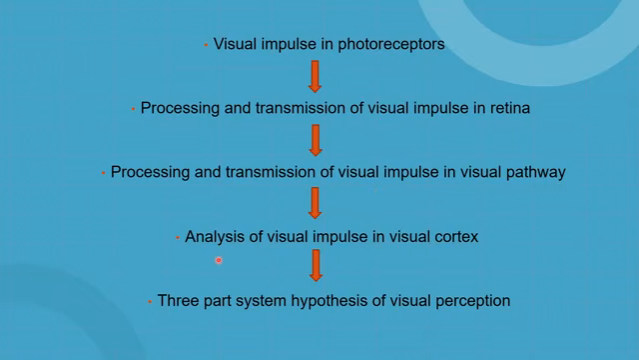And then finally, analysis of visual impulse and visual perception takes place in the visual cortex. So the three-part system hypothesis of visual perception is also the final result. That is how the person is able to receive the signals from a particular object or sight, the shape, contrast and the features of a particular shape. So that is called visual perception. So finally, this is the higher level of visual processing.